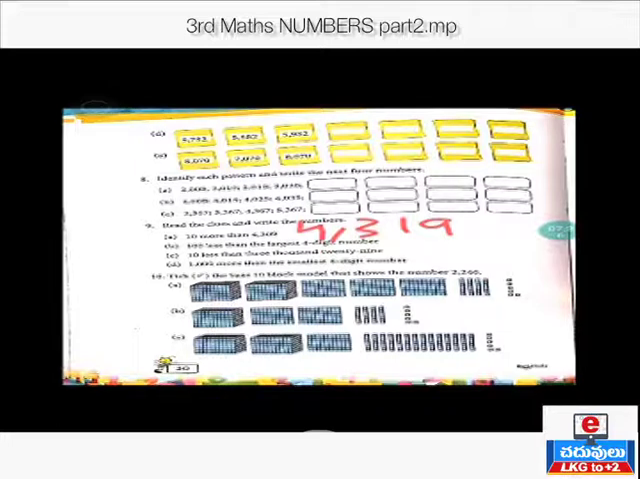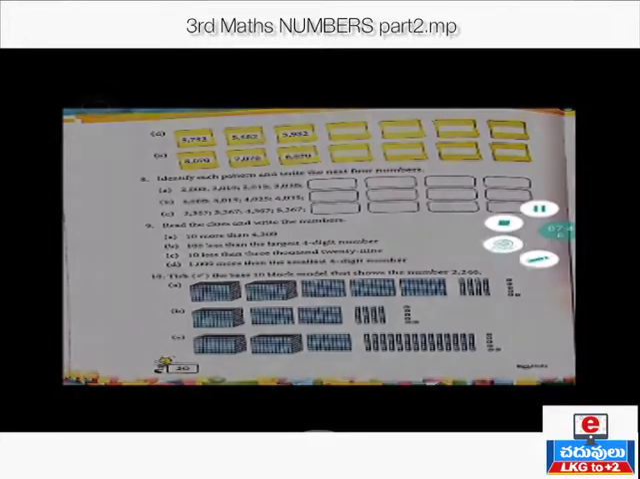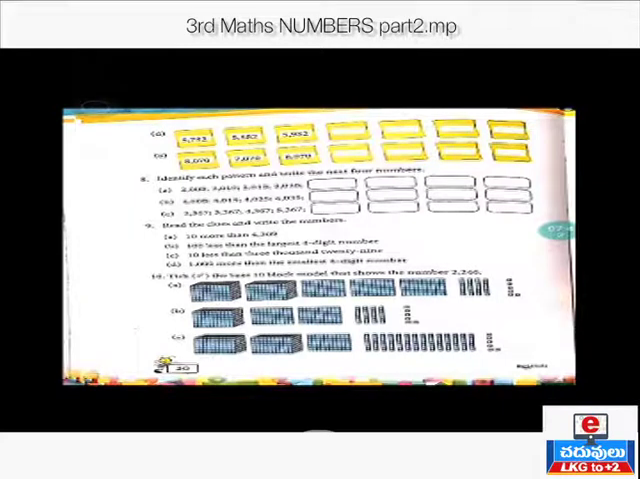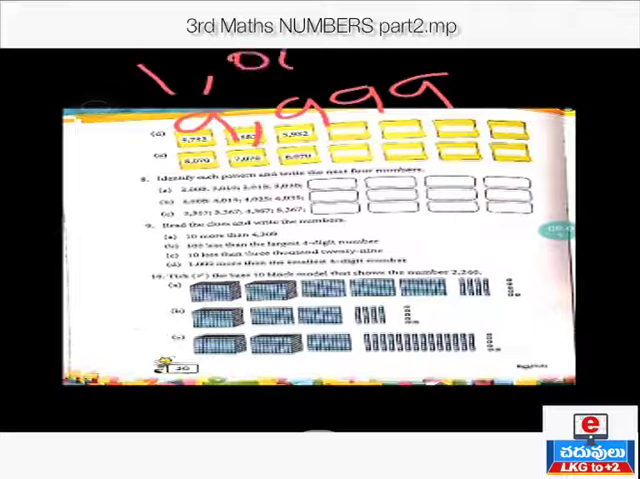Next one, 100 less than the largest 4-digit number. Here what is the largest 4-digit number? 9999. What is the smallest 4-digit number? That is 1000. No, this is the smallest 4-digit number. This is the largest 4-digit number.